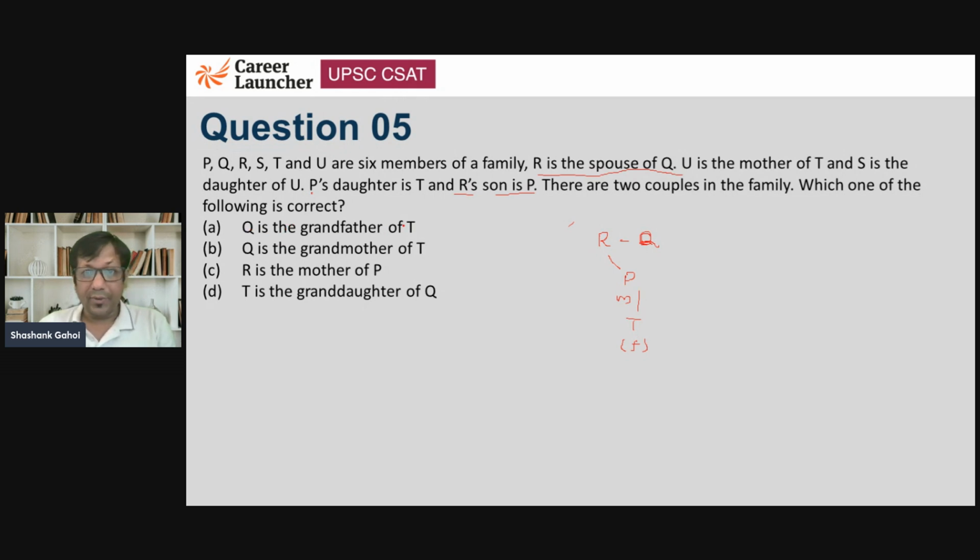Q is the grandfather of T. I don't know, because I don't know the gender of Q. So Q can be grandfather or grandmother. The next statement also says Q is the grandmother. But which one is true? I don't know, because I don't know the gender of T.